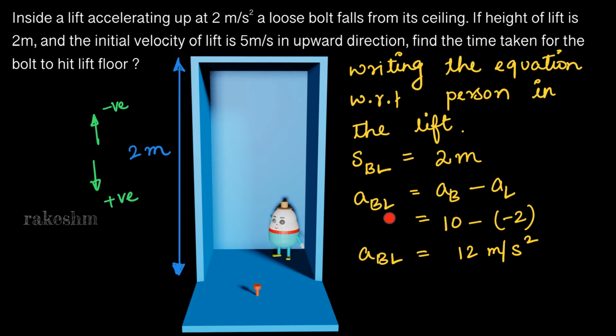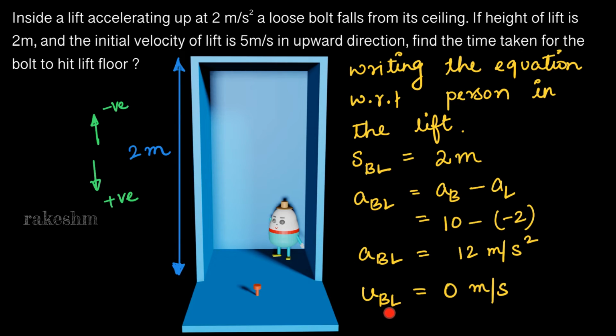Acceleration of bolt with respect to lift we can calculate by acceleration of bolt minus acceleration of lift. The acceleration of bolt is 10 meters per second square downwards. It is in a state of free fall, and acceleration of lift is 2 meters per second square upwards. So upwards we have taken negative, so I have written minus 2 here. So acceleration of bolt with respect to lift is 12 meter per second square.